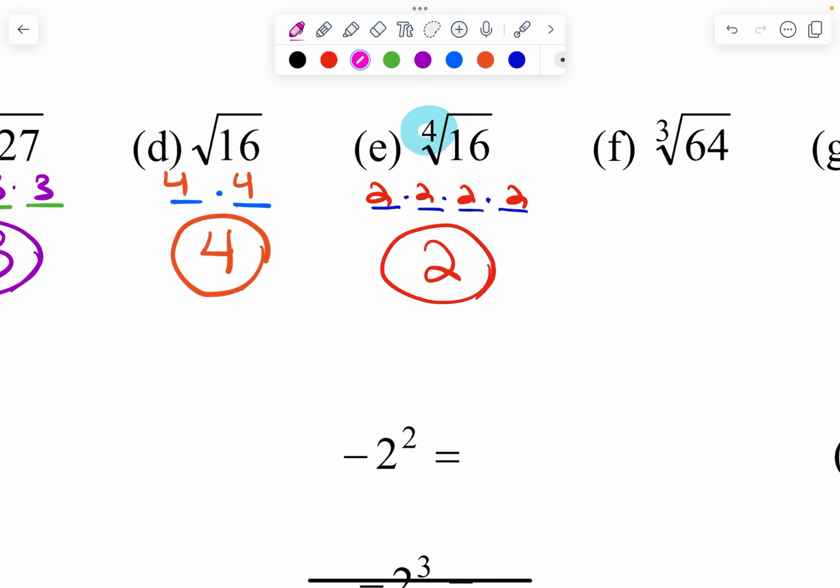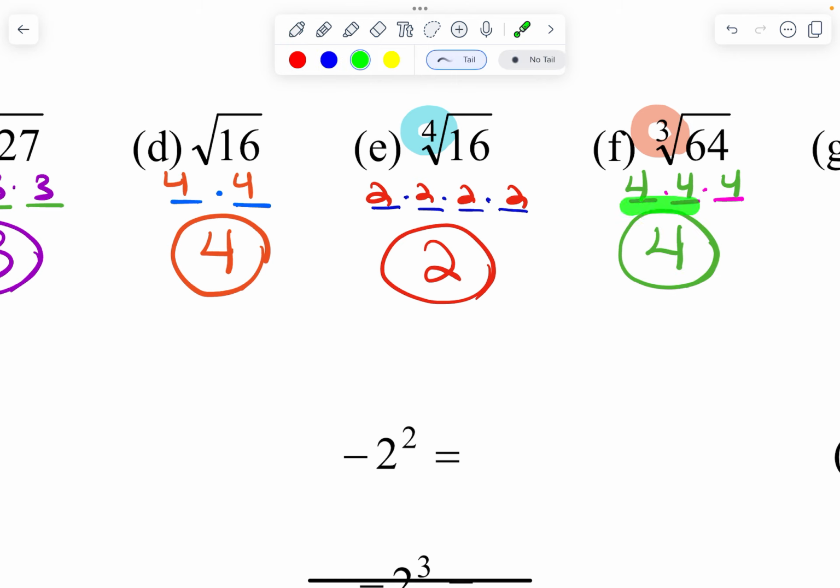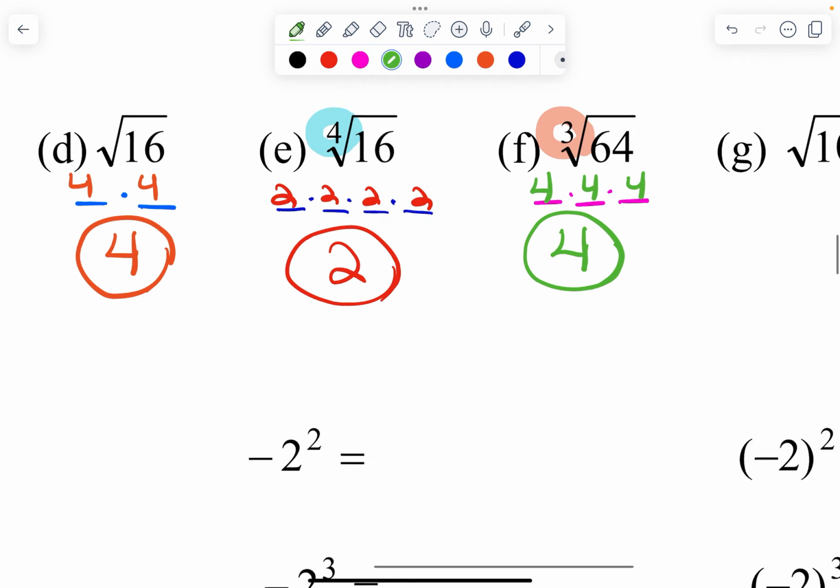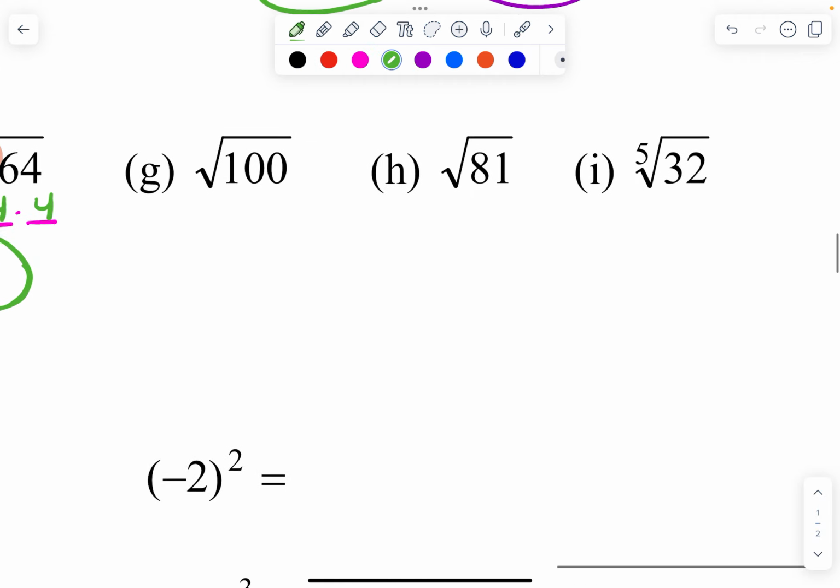Part F, I have a cube root, so that 3 matters here. And I'm looking at 1, 2, 3 blank spots. And the only thing that can go in those 3 blank spots that's exactly the same number is a 4. So 4 times 4 makes 16. 16 times 4 is 64. All right, a couple more problems here.